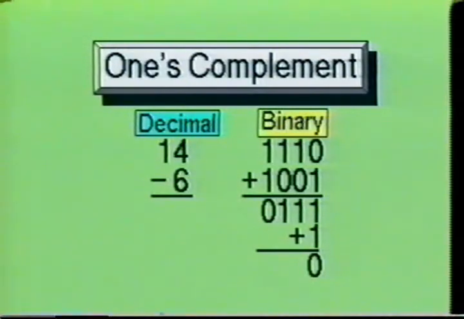1 plus 1 equals 0, carry 1. 1 plus 1 equals 0, carry 1. 1 plus 1 equals 0, again carry 1. And 1 plus 0 equals 1. When binary number 1000 is converted into decimal, it equals 8, which is the answer to our problem of 14 minus 6.